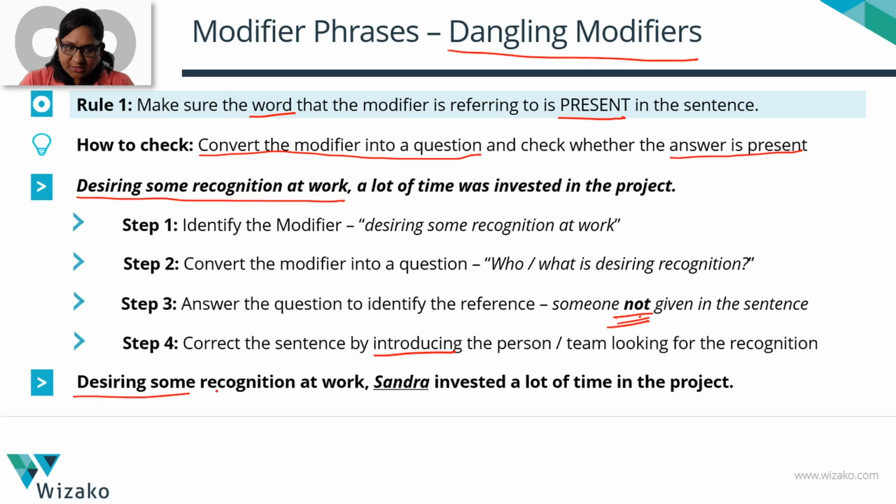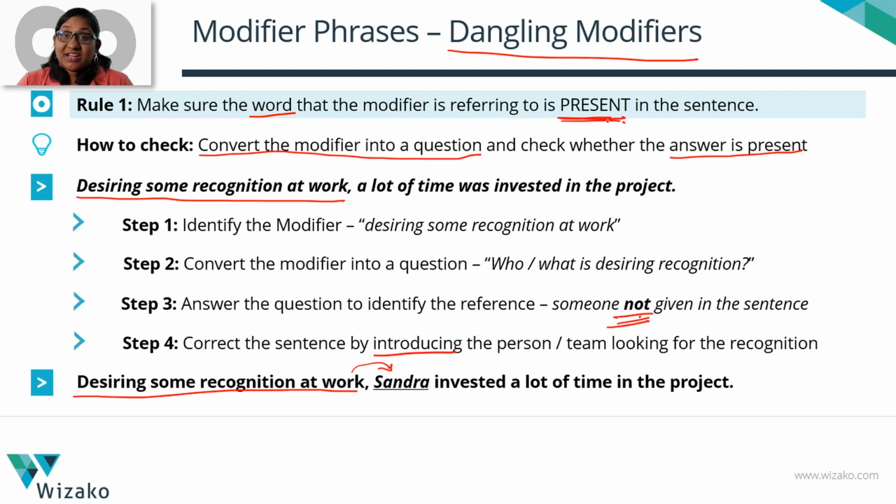Now let's do our check. This is our modifier. Convert it into a question. Who or what is desiring recognition? My answer, Sandra, is present in the sentence. Right? So this is the first check. Whenever you have a modifier, convert it into a question and check whether the word that the modifier is referencing is physically present in the sentence. This is a fundamental rule when it comes to modifiers.